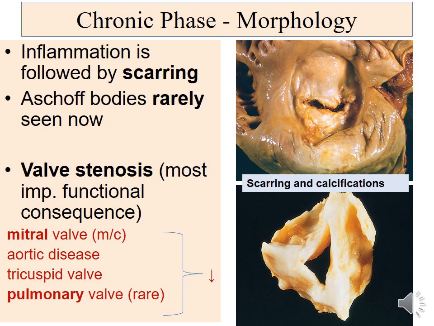All heart valves can be affected, but in order of frequency, you will see that the mitral valve is the most commonly affected one. It is followed by the aortic valve, the tricuspid valve, and then the pulmonary valve is very rarely affected by rheumatic fever.